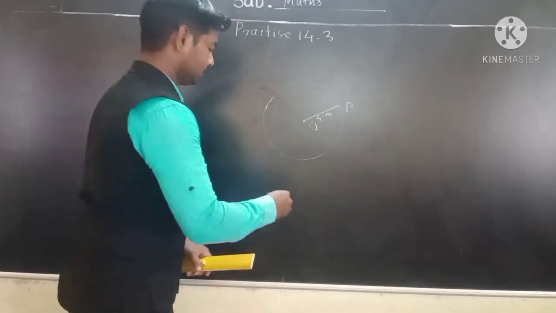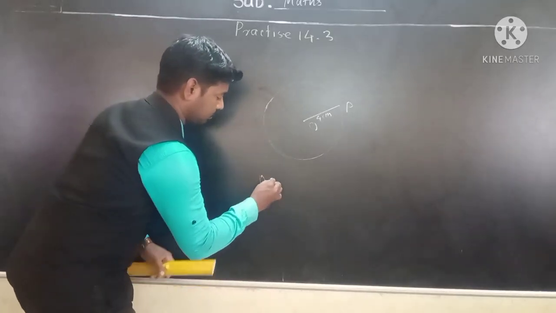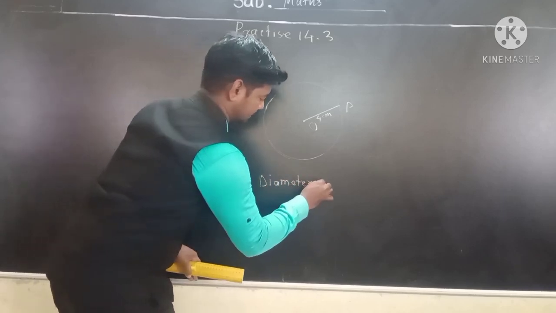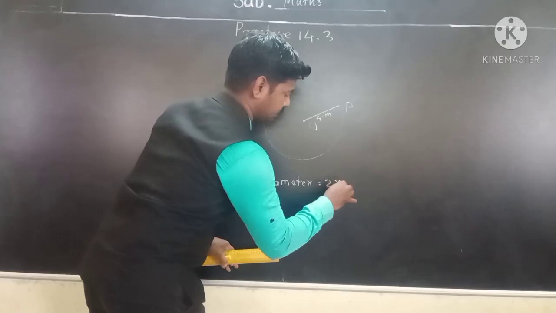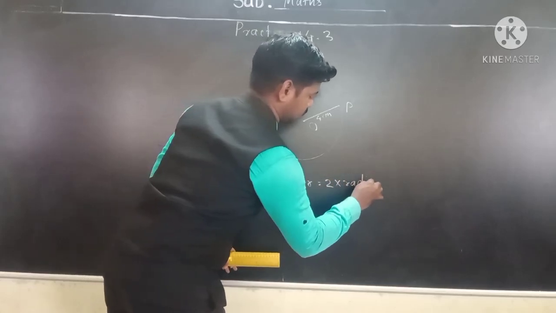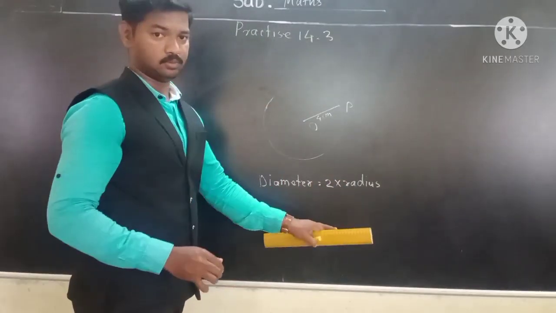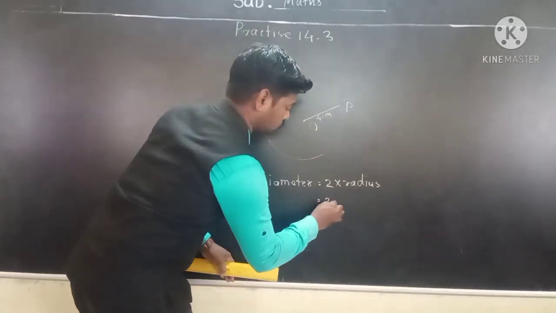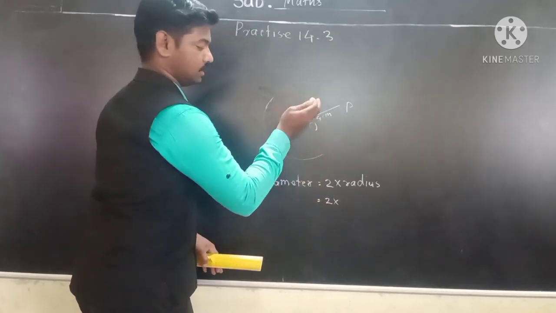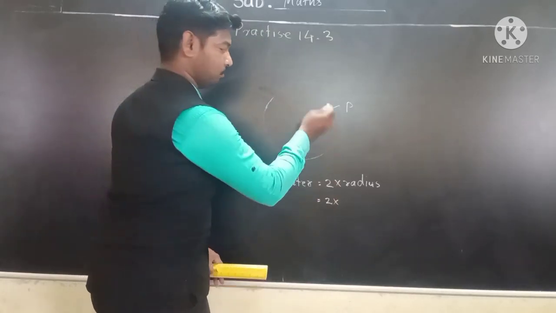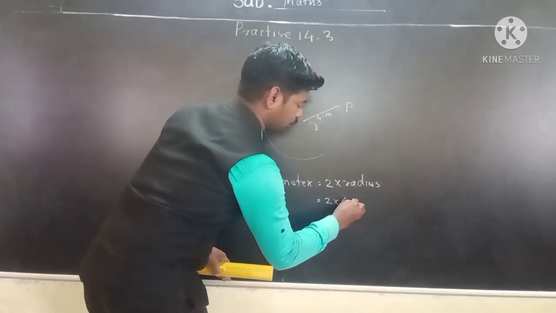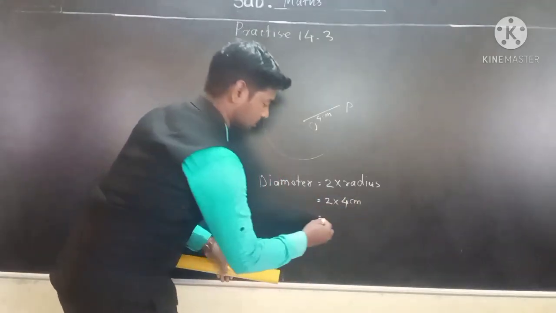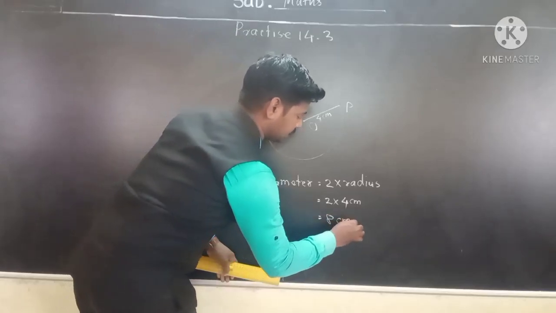Here we have to find the diameter. Then the diameter is equal to 2 times radius. Okay, we will put the value in this formula. Diameter will remain as it is. Then 2 multiplied by what is the radius? Correct, it is 4 centimeters. So we will write here 4 centimeters. Then 2 fours are 8. So the diameter will be 8 centimeters.